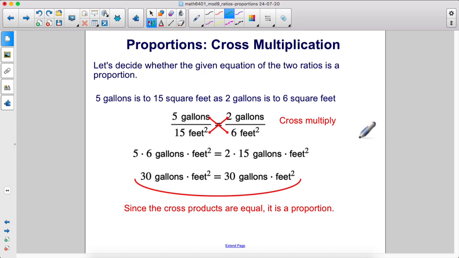Let's decide whether the given equation of the two ratios is a proportion. So 5 gallons is to 15 square feet, as 2 gallons is to 6 square feet. Well, let's cross multiply. 5 times 6 is 30 gallons times feet squared, and 2 times 15 is also 30 gallons times feet squared. Since the cross products are equal, this is a proportion.